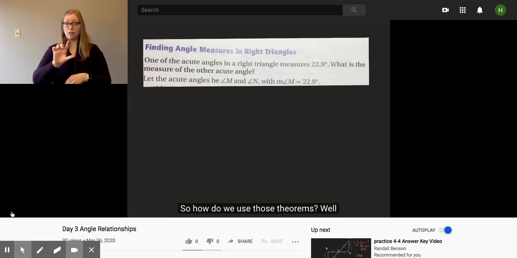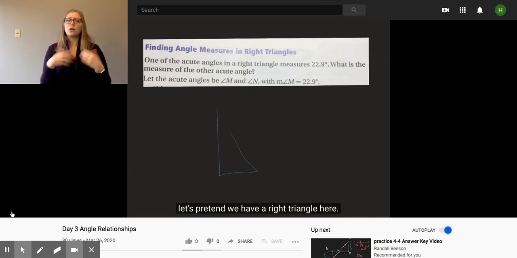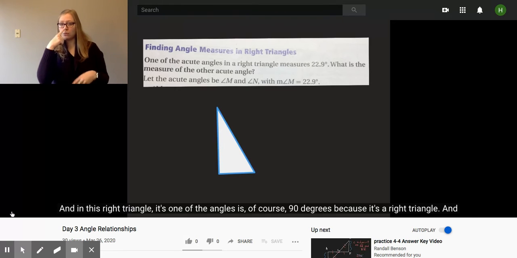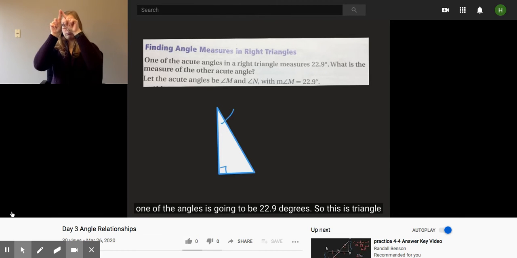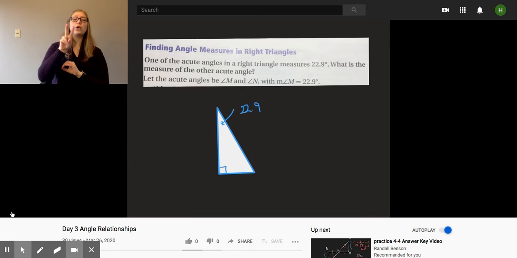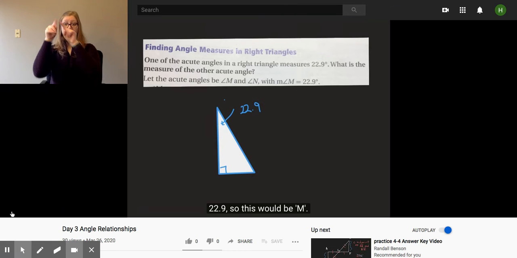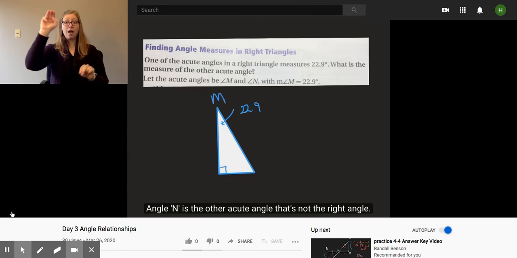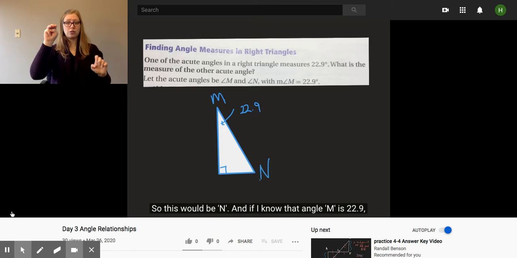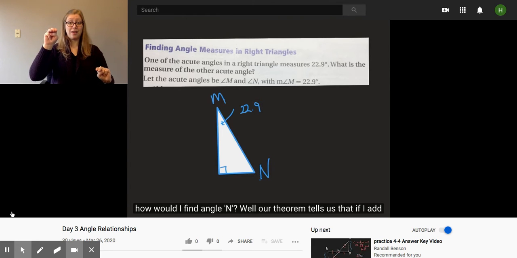So how do we use those theorems? Well, let's pretend we have a right triangle here. In this right triangle, one of the angles is, of course, 90 degrees because it's a right triangle. And one of the angles is going to be 22.9 degrees. So this is a triangle with angles M and N. Angle M is 22.9, so this will be M. Angle N is the other acute angle that's not the right angle, so this would be N. If I know that angle M is 22.9, how would I find angle N?